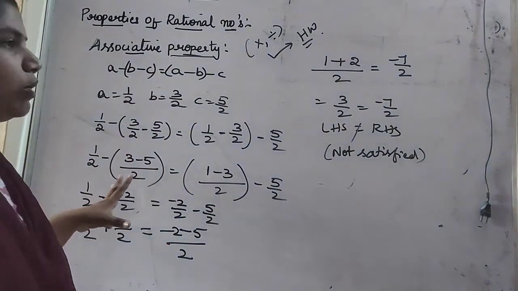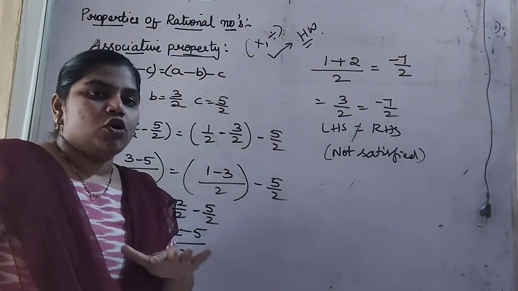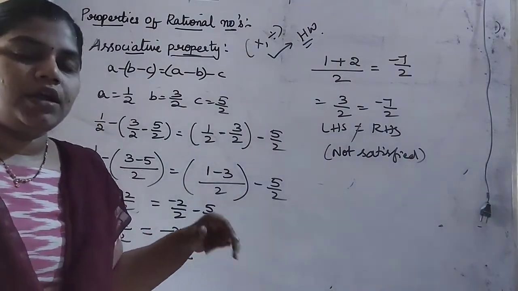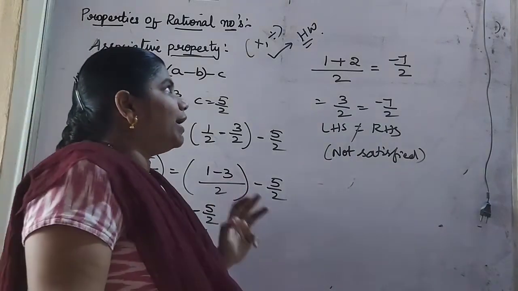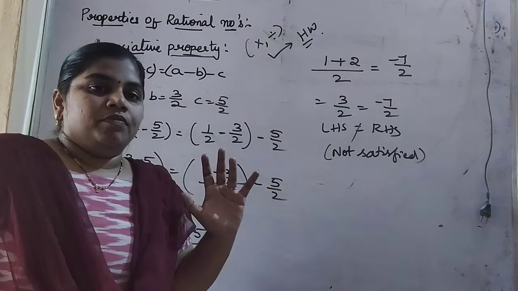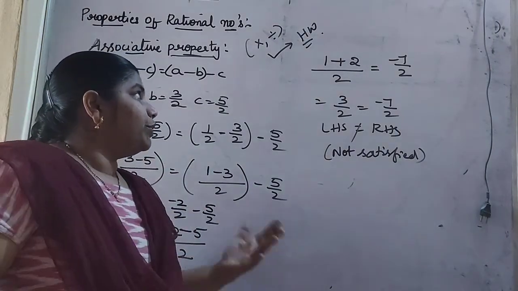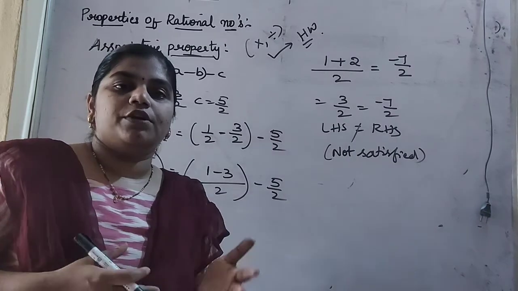And we have learned about closure property and commutative property. In closure property, all the operations will be satisfied. Under commutative property, only addition and multiplication will be satisfied. Subtraction and division will not be satisfied under commutative property. So we will continue it tomorrow. Other properties will continue tomorrow.